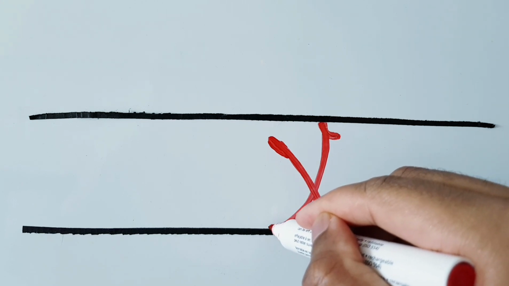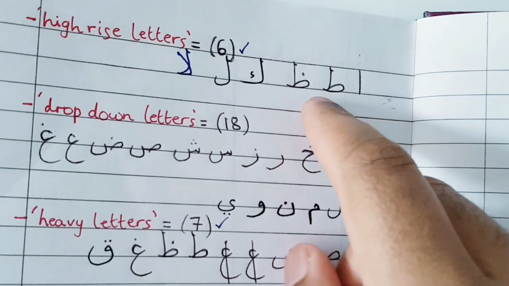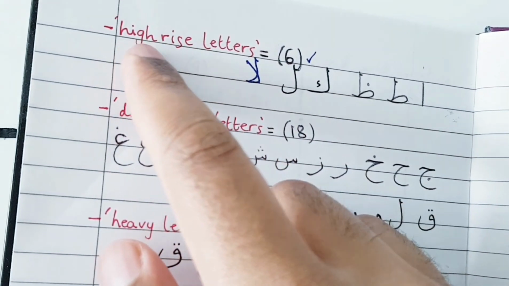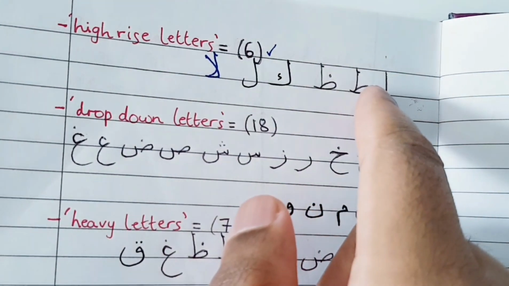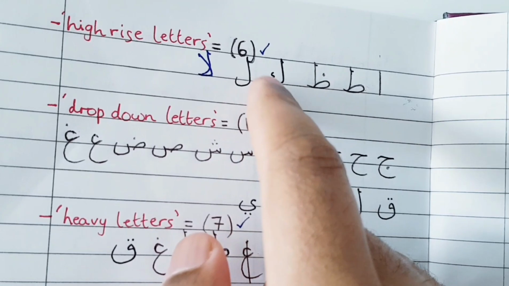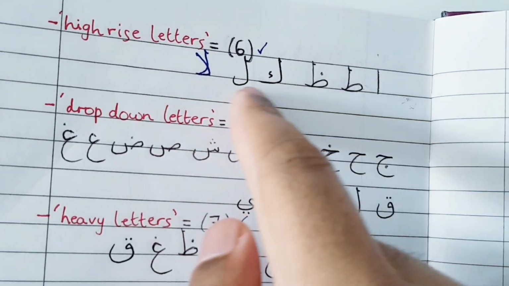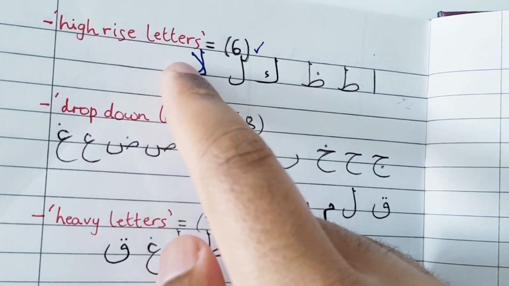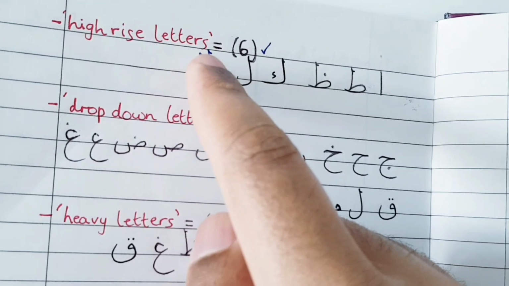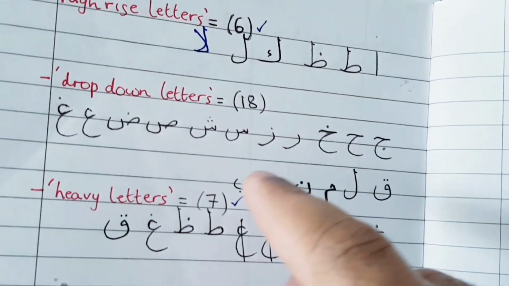Then step number 4. So now you have completed the 6 letters from the high-rise letters category, the list of high-rise letters. We had 5 previously. I've added lam alif, which is part of the high-rise letters. So if ever you write lam alif, it should touch the line above it. So we've completed our list of high-rise letters.